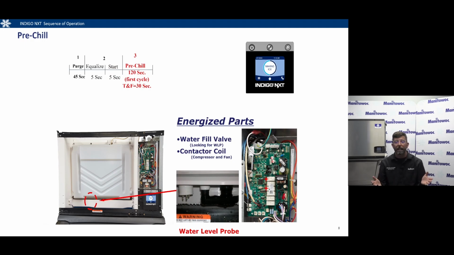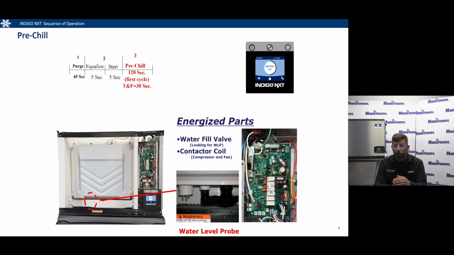Now, once you're here, you're going to be in something we call pre-chill. Pre-chill is there to do 2 things. We want to fill with water. That's why you'll see the water fill valve come on. And we're pre-cooling the cabinet. So we're cooling that evaporator down below the temperature of the water to help prevent slush.